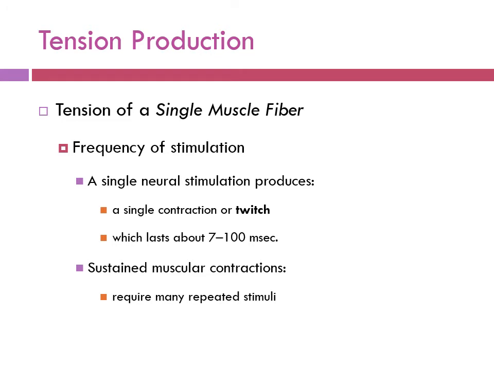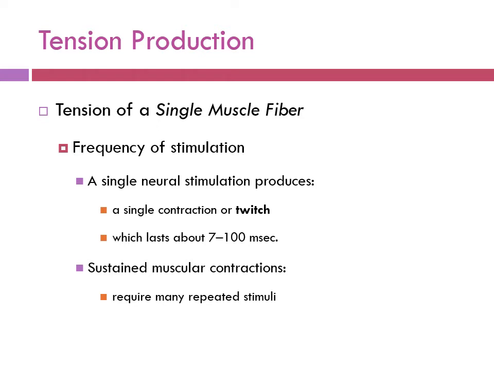Frequency of stimulation is how many nerve impulses are coming down to that muscle fiber in a row. A single nerve stimulation is going to cause a single contraction, which is called a twitch. A muscle twitch lasts about 7 to 100 milliseconds, so that is super, super fast. If you've ever had your eyelid going kind of crazy, contracting and twitching, those are single individual neural stimulations where you just get that twitch in your eyelid.